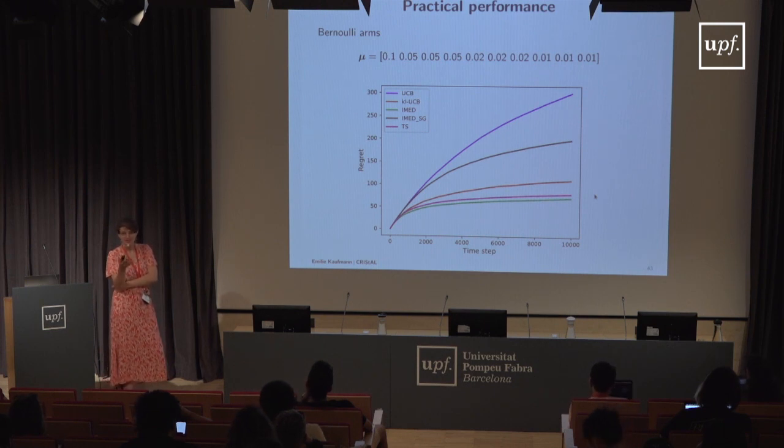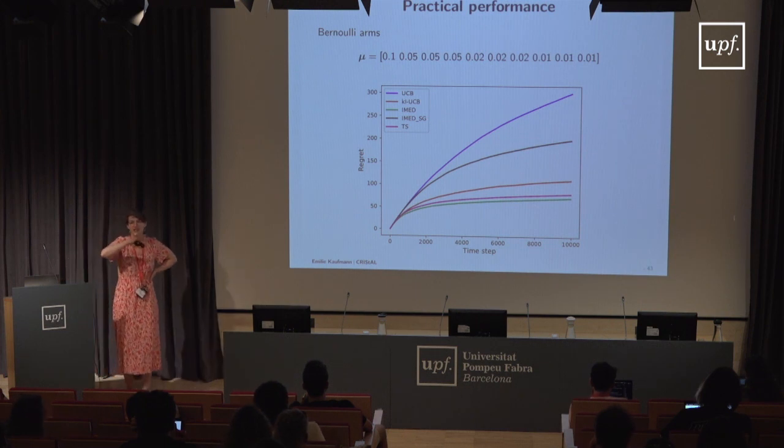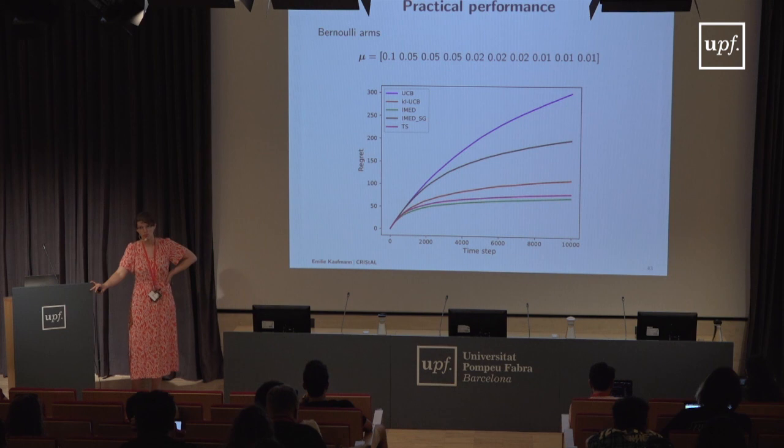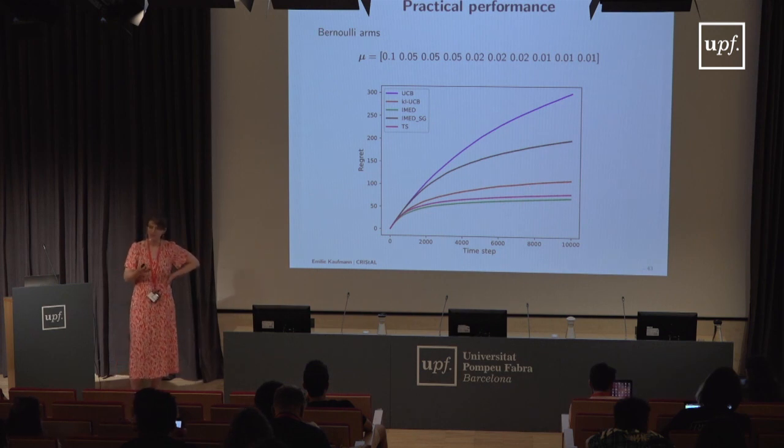So to estimate it, you have to use a Monte Carlo estimation. And here we see that smaller is better because it's regret. All the curves have kind of a logarithmic profile or square root t. It's hard to distinguish, but we see that here IMED and Thompson sampling are the best among all these algorithms.